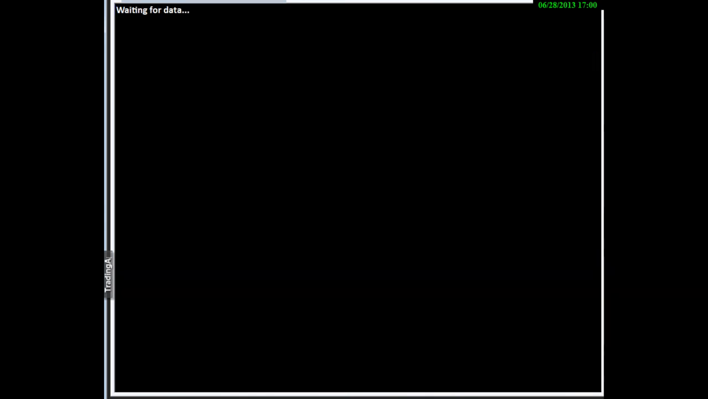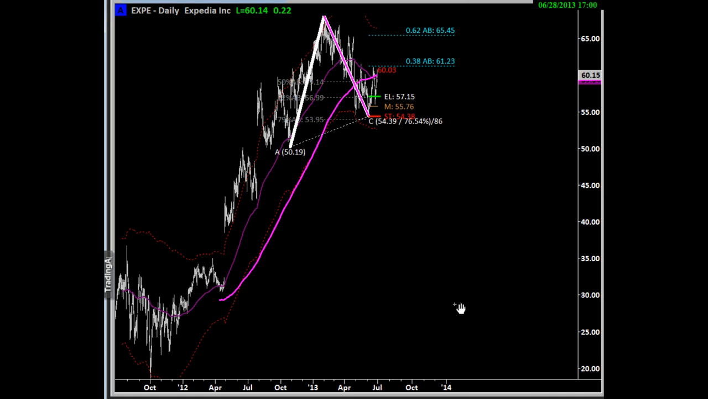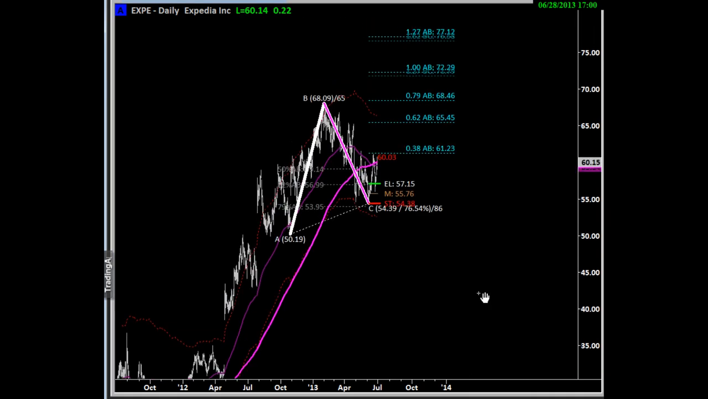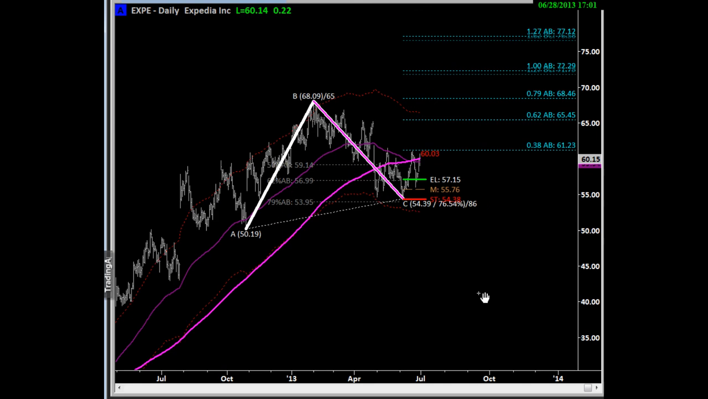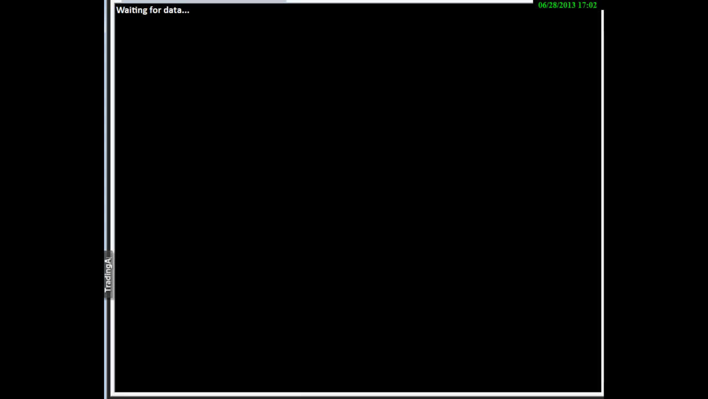Next is Expedia. Expedia is quite interesting because once it fell below the 200 period moving average, I thought that it was going to come back much further down and fill some of these gaps. But now it's actually reversing and moving up. So in this leg, I would think the target may be between $65 and $68. But we also have its earnings on July 25th.